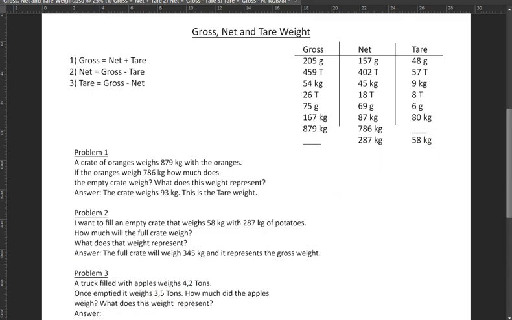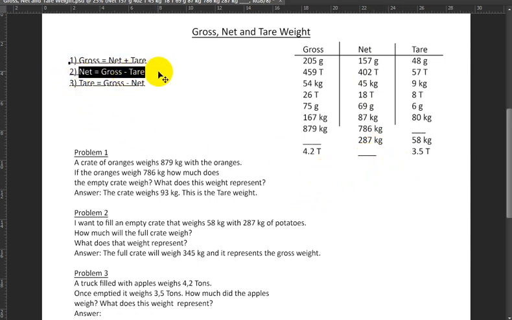Well, since the truck is filled with apples, that would make the truck the container, right? But it's filled with apples, so that means the container is full, meaning that it is the gross weight. 4.2 tons is the gross weight since the truck is full. But then it says that when it's emptied, it's 3.5 tons. So now it gives us the weight of the empty container. So that is the tare weight, 3.5 tons. And it's asking us how much the apples weighed, so how much the insides of it weighed. How much the content weighed. So that is the net weight.